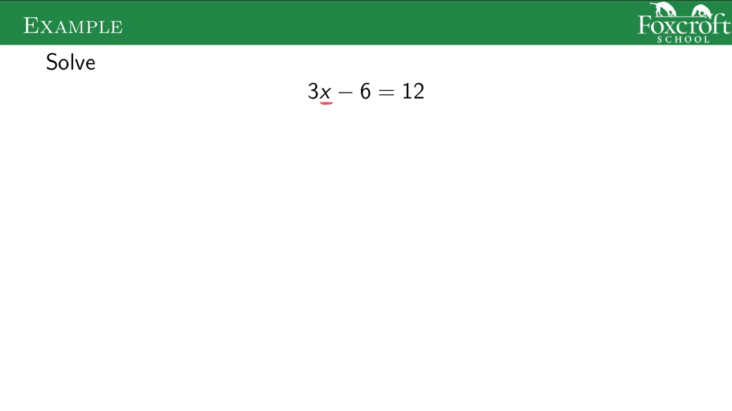The first thing we do: can we simplify either side of the equation? No. So we go on to the next step, which is getting the x's on one side and the numbers on the other. This term, 3x, has an x. This term, 6, does not, and 12 does not. So we want to get these red boxes on one side, the green box on the other. The easiest way to get that 6 on the other side is, right now it's minus 6, so I'm going to do the opposite. I'm going to add 6 to both sides.